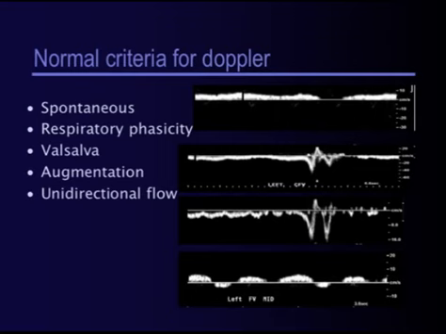Flow can also cease with Valsalva. Valsalva is deep inspiration followed by bearing down. It can result in cessation of blood flow in large and medium-sized veins. But this documents patency between the Doppler portion and the thorax.